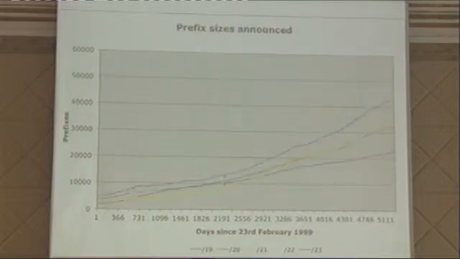Prefix sizes announced, well, I don't know if that's really interesting. /22s are going up quickly. Notice how /22s have kind of taken off. That's the maximum address space you can get as a one-off from APNIC and the RIPE NCC now, out of the final /8 policy. So that's contributed to the /22s going up quite steeply.